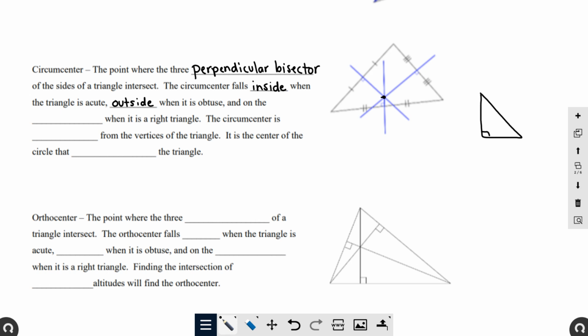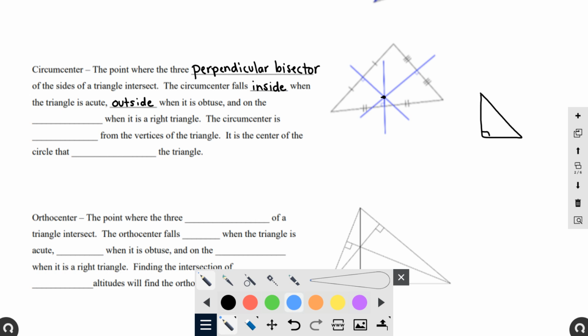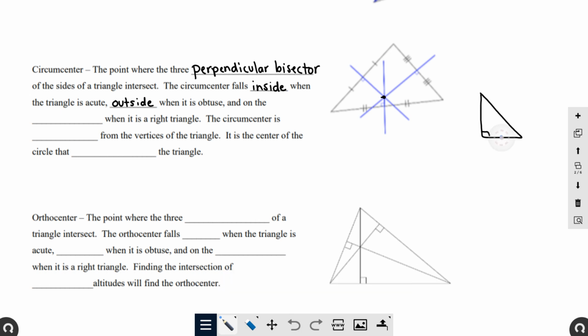So perpendicular means 90 degrees. Bisector means cuts it in half. So let's say that I go to this bottom part right here. I'm going to say halfway is about right here, right? Would you guess? And then we find that halfway point and we make a right angle. There we go.